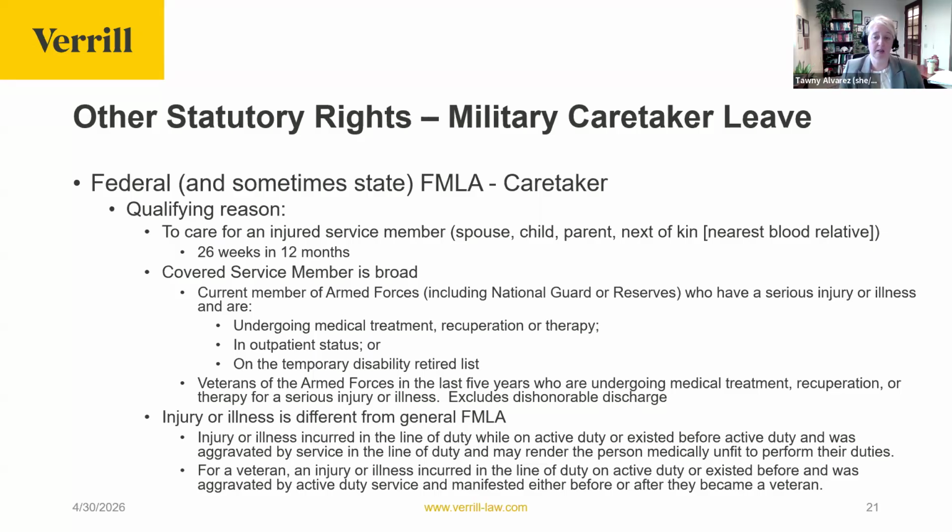This is certainly an area of the law where we do recommend contacting your counsel if you have any questions because of how specific the rules are and how different it is from a regular FMLA request, similar to any of the USERRA elements more generally.